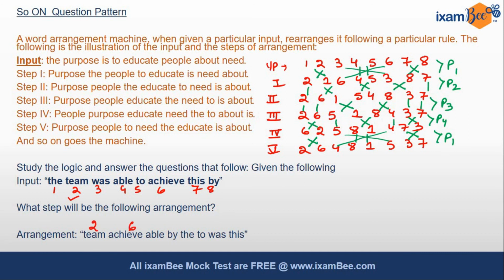Achieve is denoted by 6. Able is here 4. By is here 8. D is here 1. 2 is here 5, was is here 3, and this is here 7. So we see 2, 6, 4, 8, 1, 5, 3, 7 is our arrangement number. Now we have to see this pattern in this given pattern. So if you see 2, 6, 4, 8, 1, 5, 3, 7.